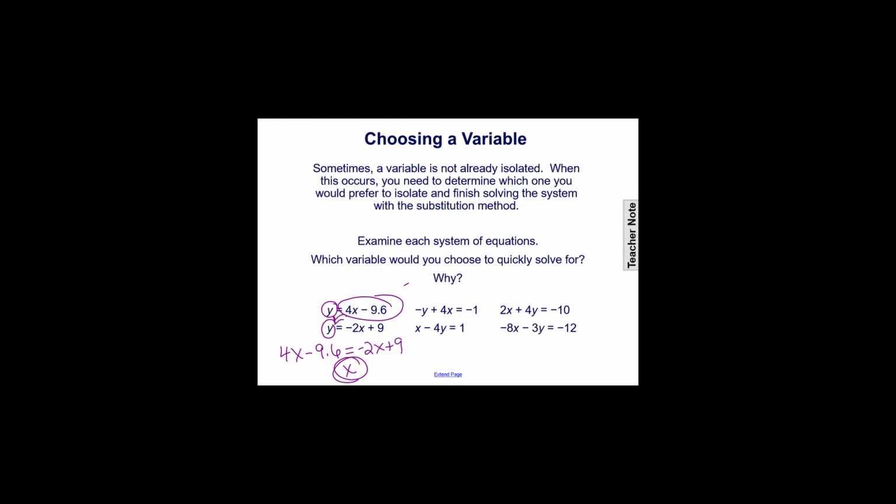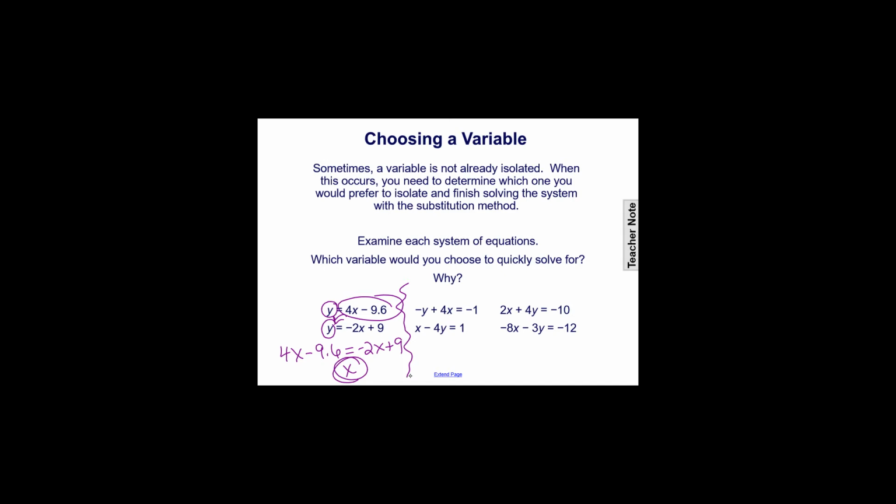Now in the second system, we have negative y plus 4x equals negative 1 and x minus 4y equals 1. This system is a little more complicated because none of the variables are already isolated. So we don't know what either variable equals to be able to substitute and solve for the other. Well, think about the two equations we have and which one would be the easiest equation to solve for one of the variables at first.